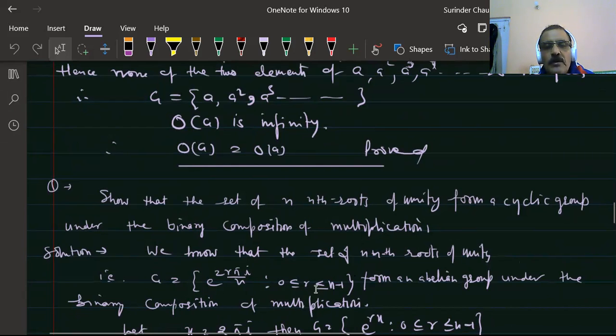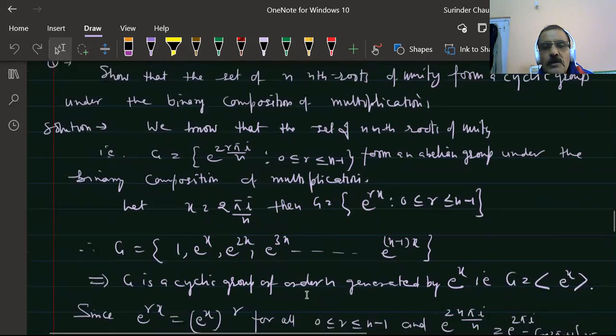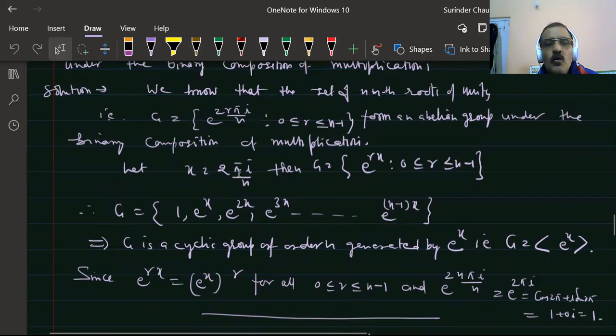So G consists of the set of n-th roots of unity, that is, G consists of e^(2rπι/n), where 0 ≤ r < n. These are n roots. And how many roots are there? They are 0 to n minus 1, n roots. So our aim is to form an abelian group under the binary composition of multiplication. So let us assume x to be equal to 2πι/n. If x is this, then G will take the form e^(rx) such that 0 ≤ r < n.